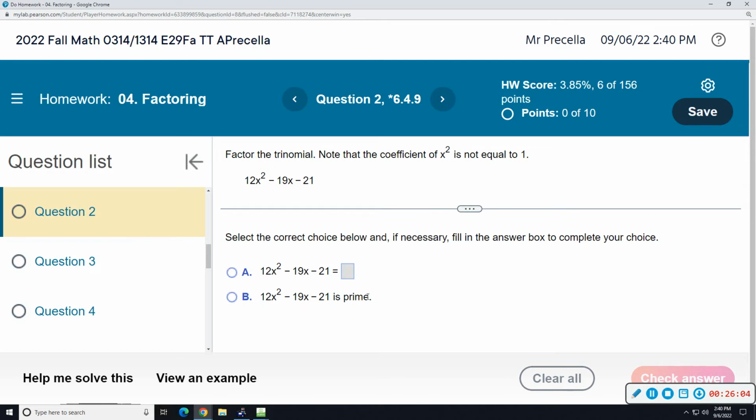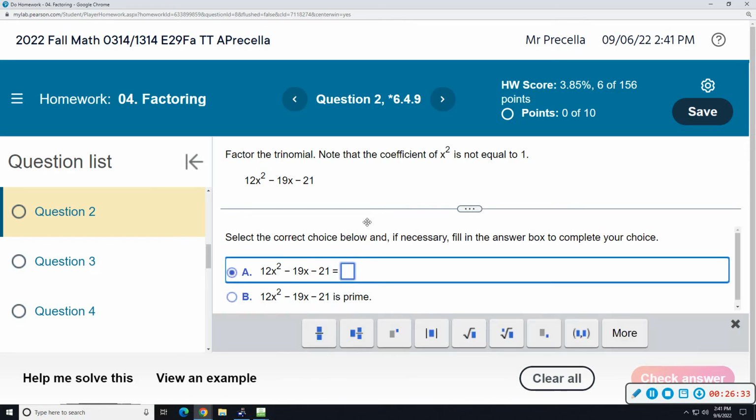A prime number is a number that can't be factored other than just one in itself. A prime trinomial, this is a trinomial, there are 3 terms, means that you can't write it as a product other than one in itself. Suppose you went through all the possibilities and none of them would give you back that 12x squared minus 19x minus 21, then you would check that option there. But this one, you could factor, and it factored as, okay.